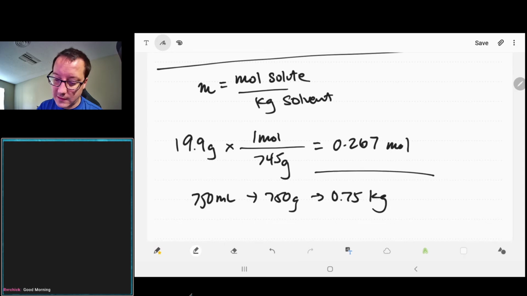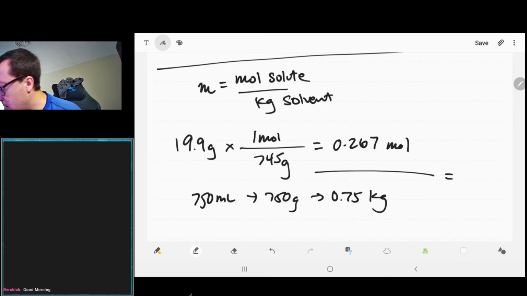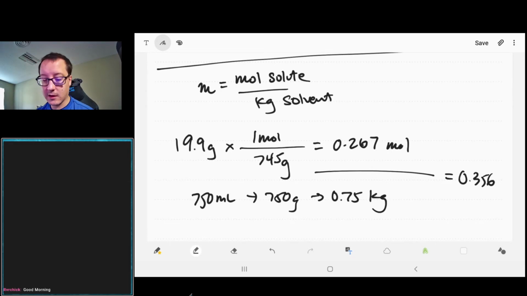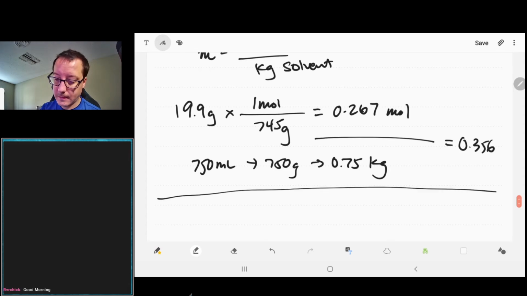So if we divide these two together, you get 0.356. Hopefully that is an answer. Yes, there it is. And so that is the answer we get. Next.